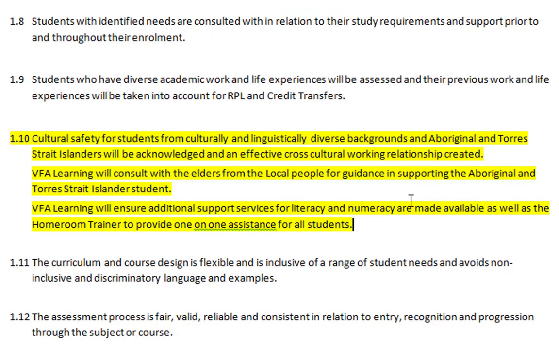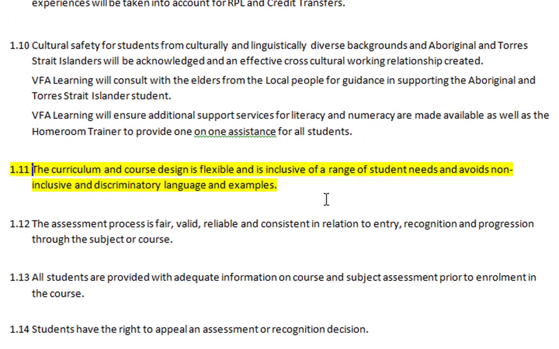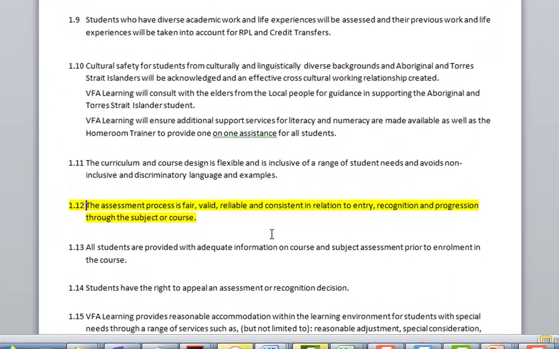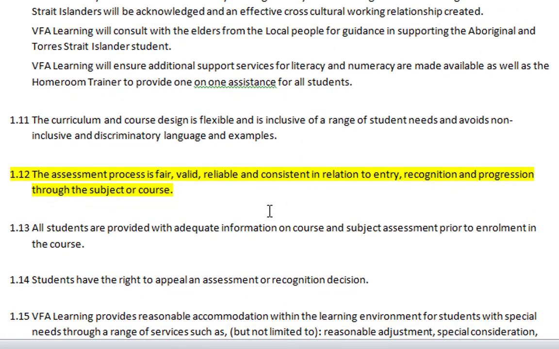VFA Learning doesn't have as many students in this cohort as many other training organisations, but we still have procedures in place if the situation arises. We've designed our curriculum to be flexible and inclusive, and it avoids non-inclusive and discriminatory language. We make sure our assessment process is fair, valid, reliable and consistent, and we assess that through the validation process to make sure all those processes and principles are being applied.